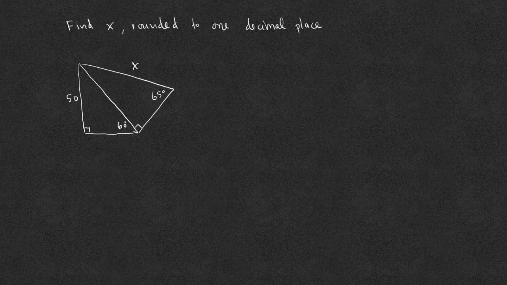Find x rounded to one decimal place. We're given two right triangles where x is the hypotenuse of the second right triangle. To use trigonometry to find this x using this right triangle, we would need to know at least one of the remaining sides. We have none for this right triangle, but we can find this side using the first right triangle. And so this is the intermediate step.